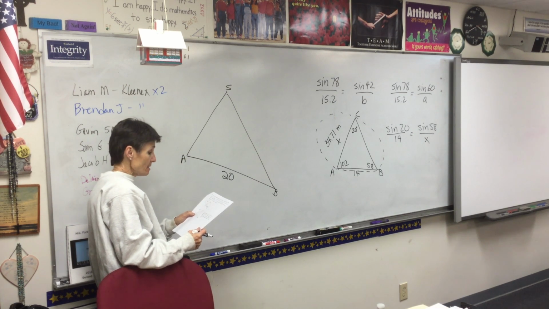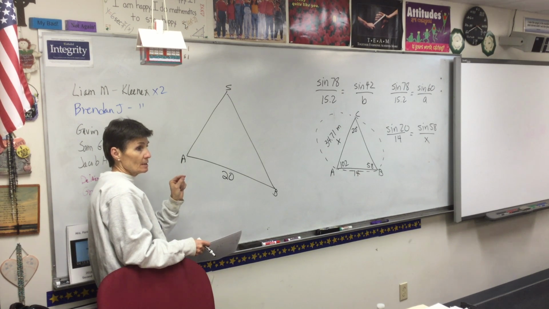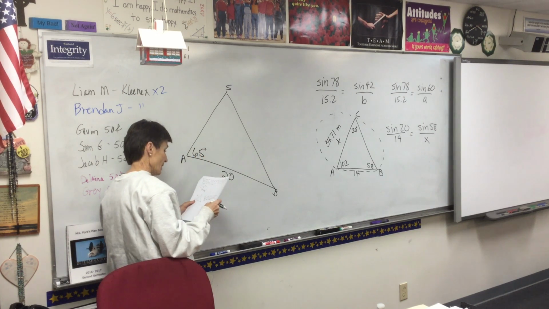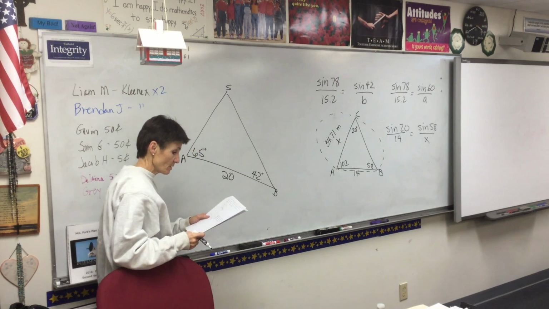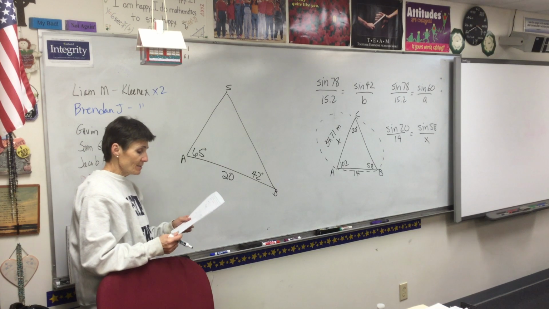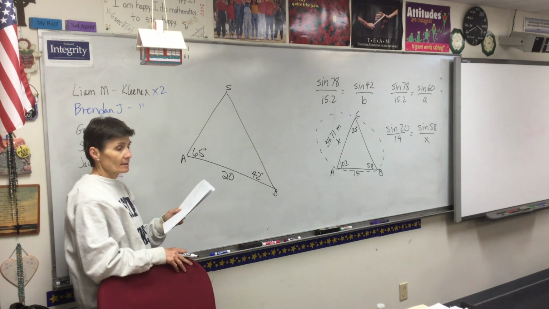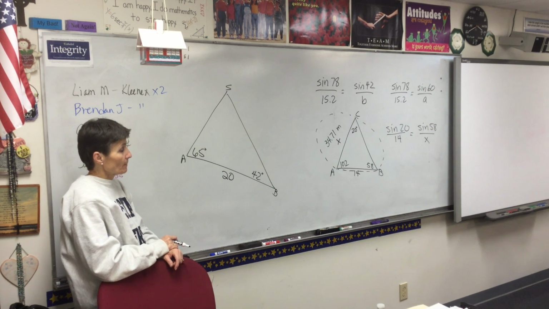Angle A, remember, capital letters mean angles. So angle A is 65 and B is 42, and those are degrees. I should have put degree marks on there. Find the distance from S to AB. This is a very tough question.